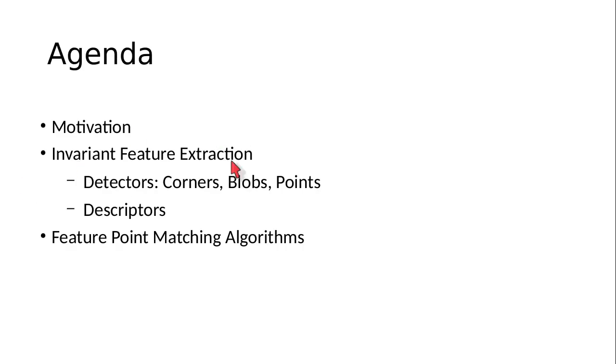Today we will discuss invariant feature extraction, and within this we will speak about two broad areas. One is detectors, identifying certain regions of the image like corners, blobs or points. We will also discuss extraction of descriptors or features at these regions. We will then speak about feature point matching algorithms.